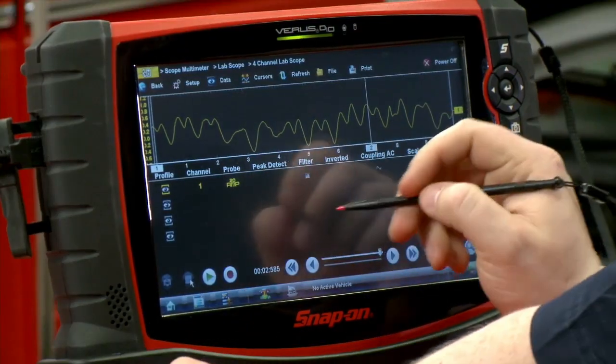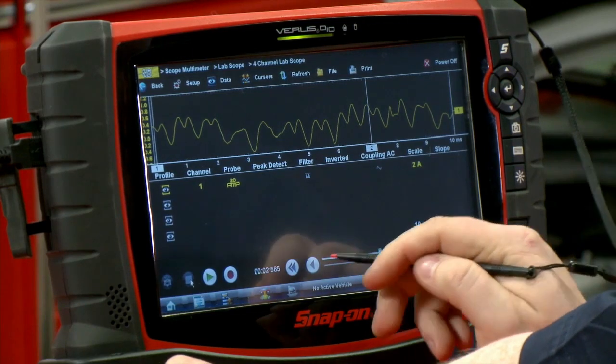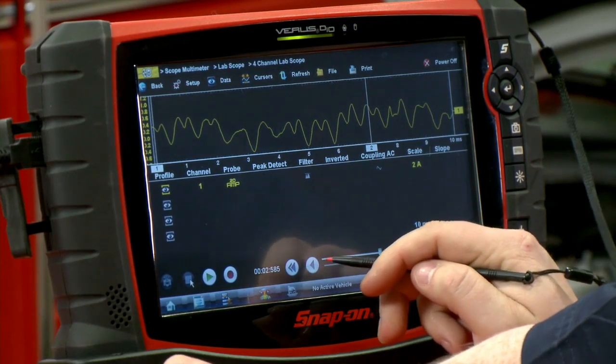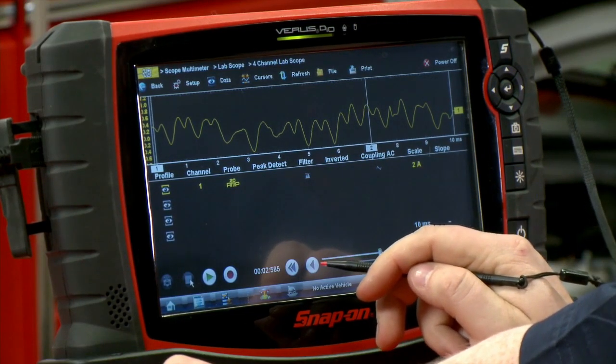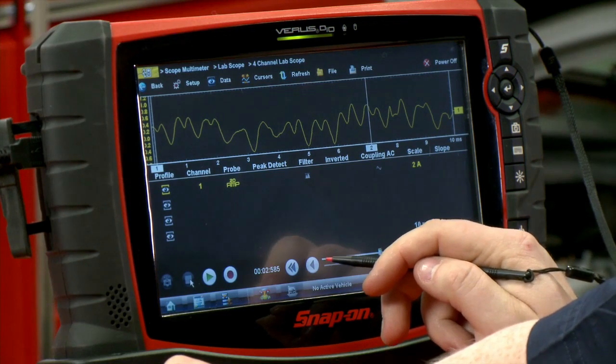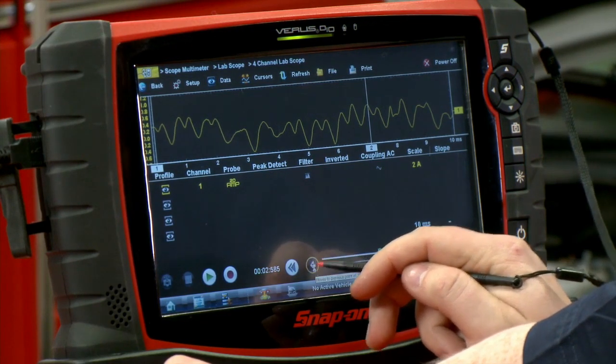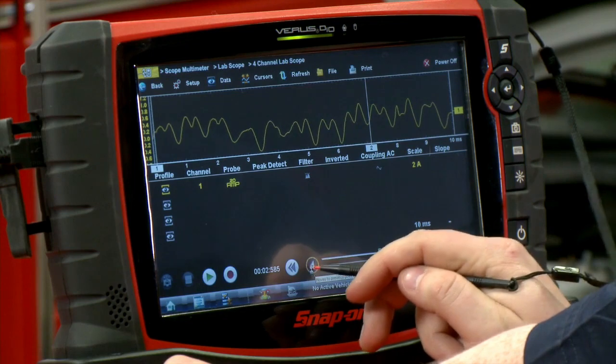Alright, so here's our pattern. And this is an indication of a fuel pump that seems to be on its way out. So this guy came in, he had a bit of a stumbling issue when going up hills. So let's take a look and see what the problem might be.